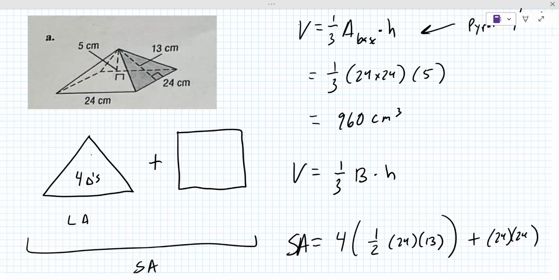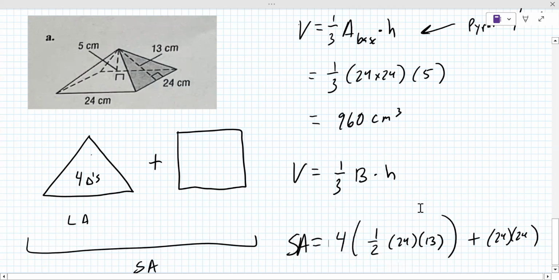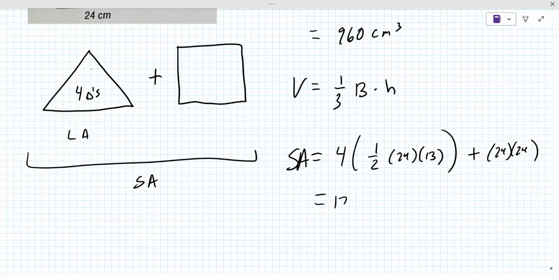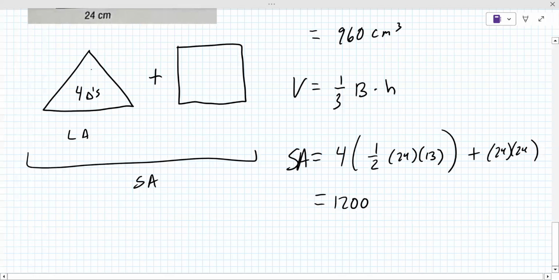Got it. So I think if you do the calculation here, you will get 1200. You're welcome to try that if you want. So this distinction though between the lateral area and the surface area, it's a big one. It's one that I think students often miss.